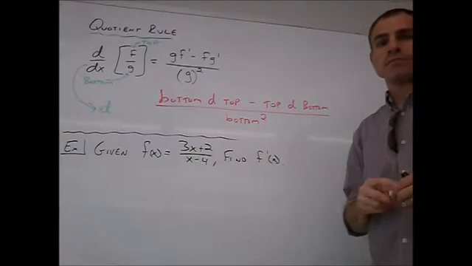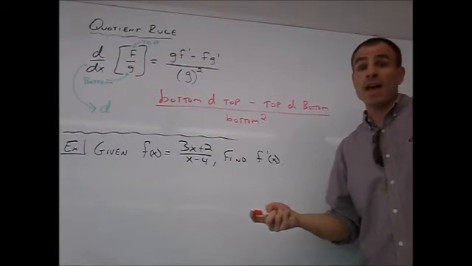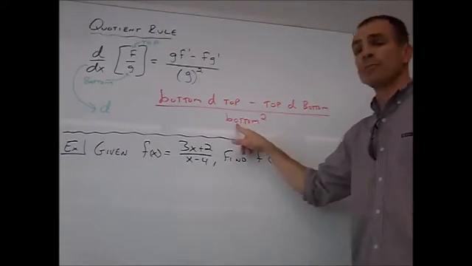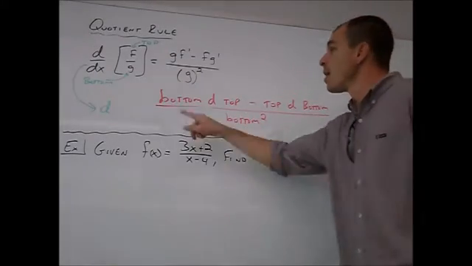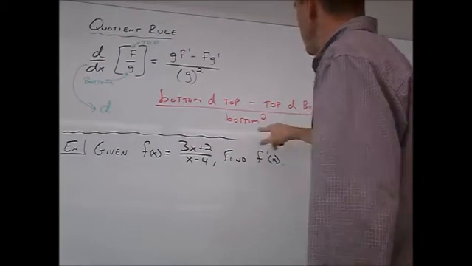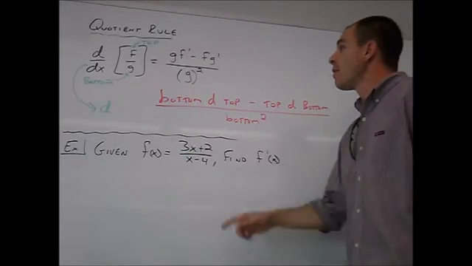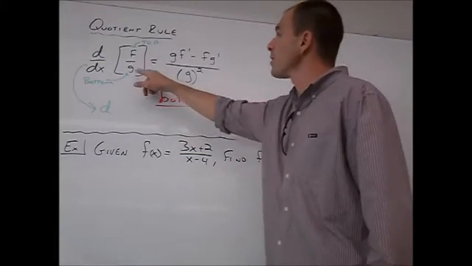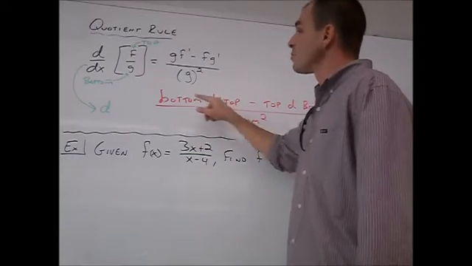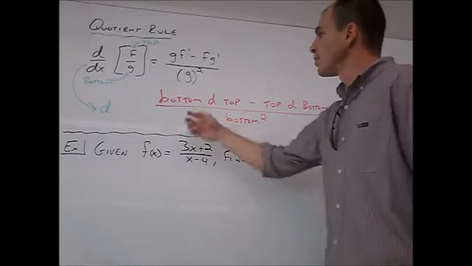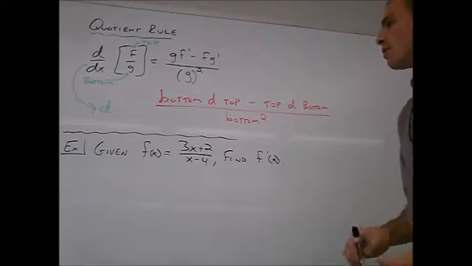Okay. It rolls off the tongue. Say it fast. Bottom D top minus top D bottom, all over bottom squared. Do it again. Bottom D top minus top D bottom, all over bottom squared. That's your quotient rule. Okay? Now, keep in mind though, bottom is really the denominator, D is really derivative, and then top is really the numerator. Okay? Let's put it into action here with this example.